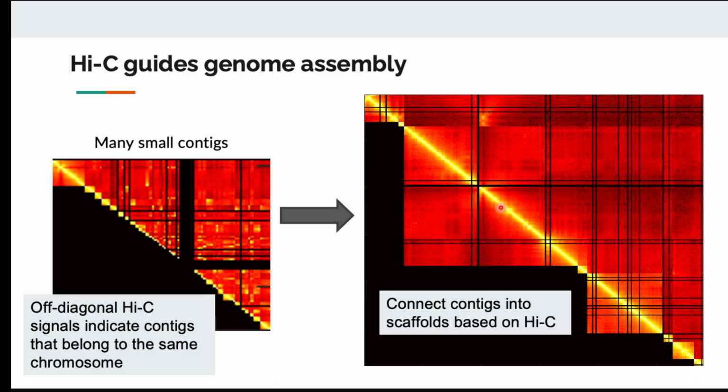So chromatin conformation capture can be really useful if you are studying non-model organisms, because it helps you organize the genome data when you don't have any other evidence.